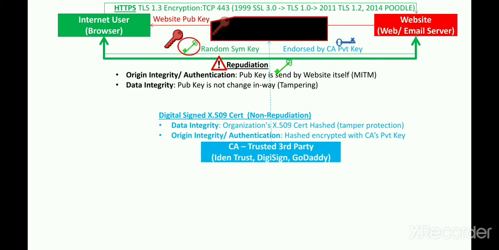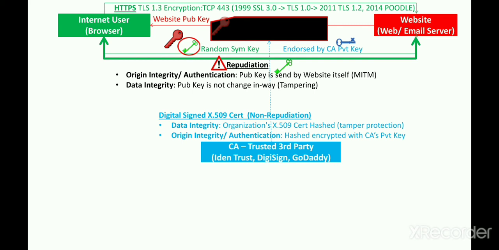It provides data integrity by taking the hash of the entire content of the X.509 digital certificate. Hash is a unique value which is computed out of the bigger data, and this unique value gets changed if even a single bit in the original data is changed. So if any content of the X.509 certificate gets changed, then this hash will get changed. So it provides tamper protection or data integrity.